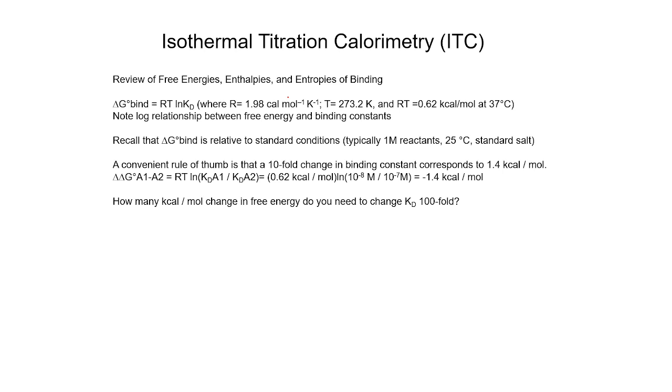So how many kilocalories per mole change in free energy do you need to change the KD by 100-fold? If you calculate it, you get an answer of minus 2.8 kilocalories per mole. It becomes 2 because the earlier value was for a 10-fold change. It is the log of 100, that is 2, so the value becomes 2 into 1.4, that is minus 2.8 kilocalories per mole.